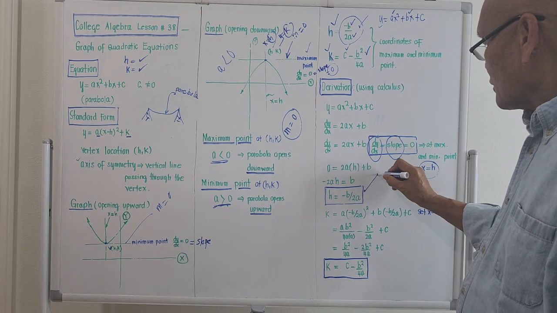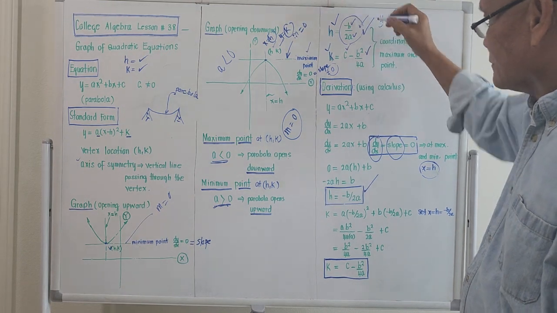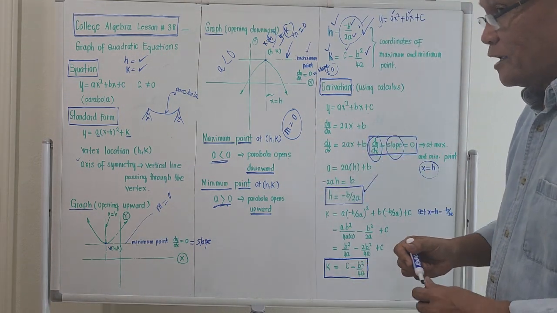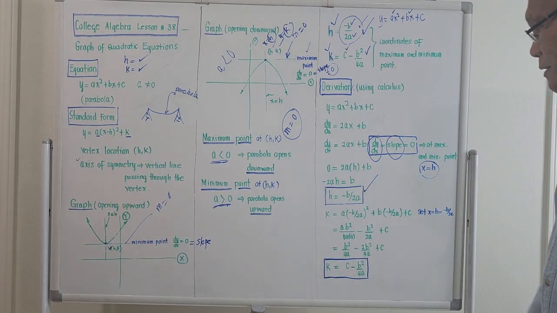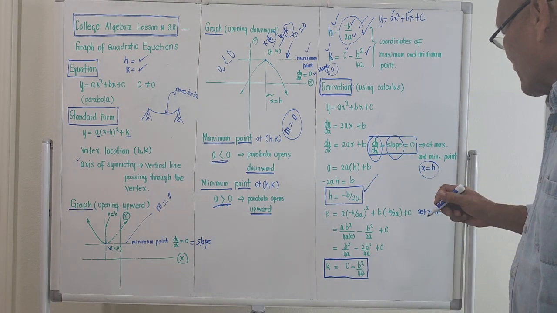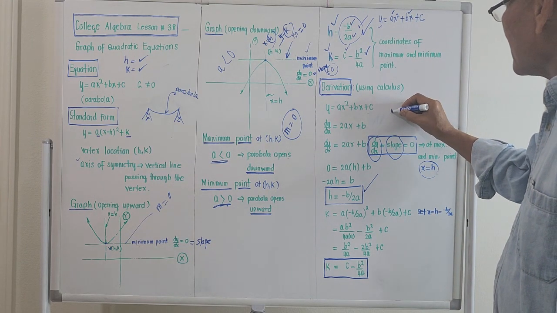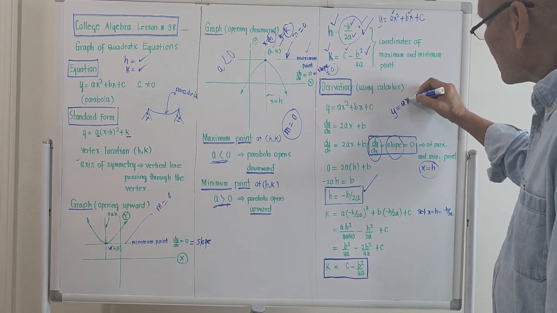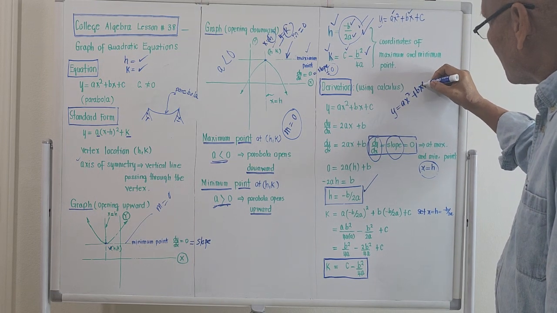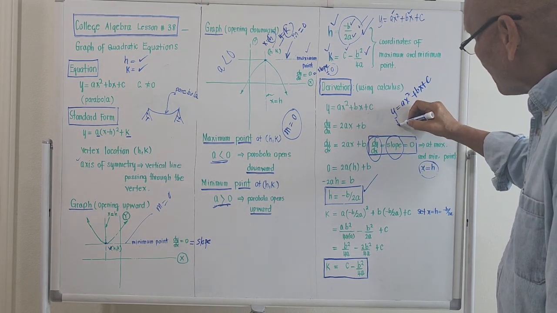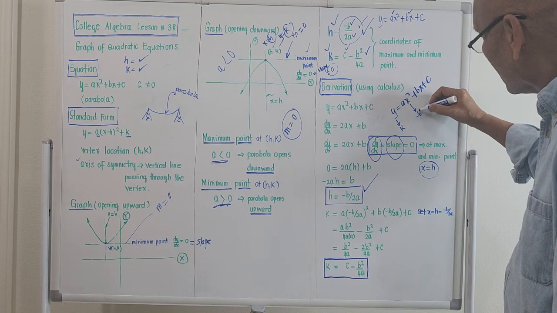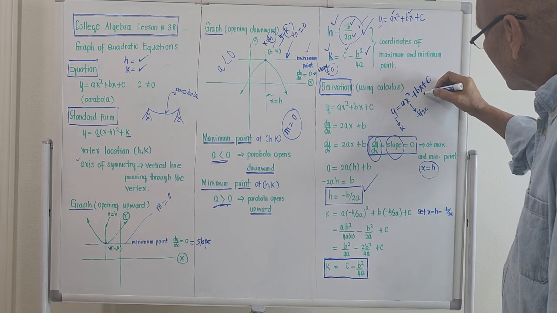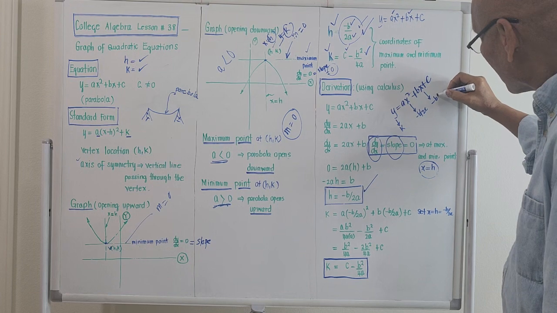This equation here is actually this one. That's the derivation. It was not derived from algebra; it was derived from calculus. And for the value k, we go back to the given equation, y equals ax squared plus bx plus c. Replace y by the value k, and replace x by negative b over 2a.